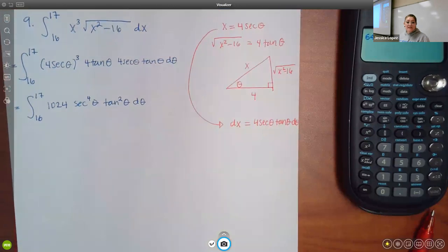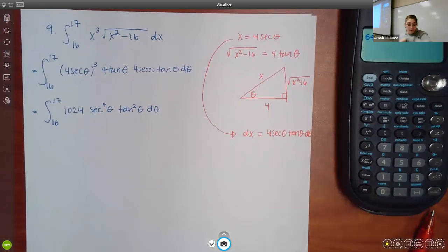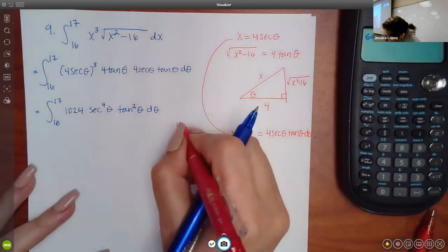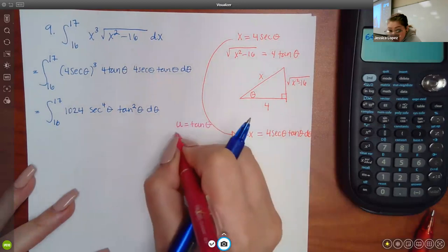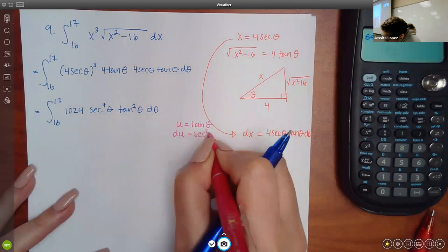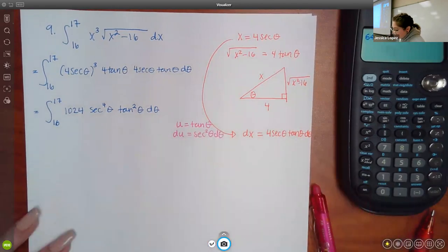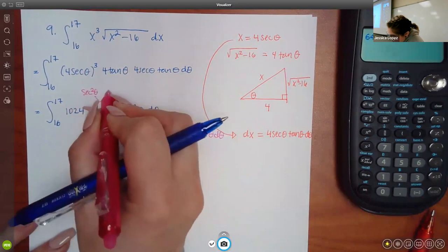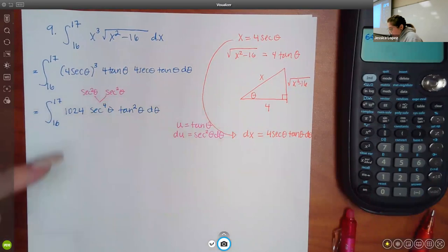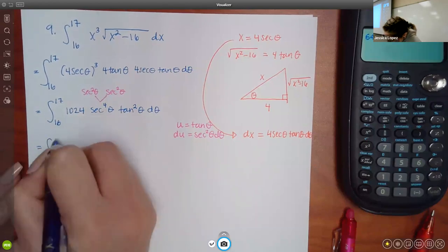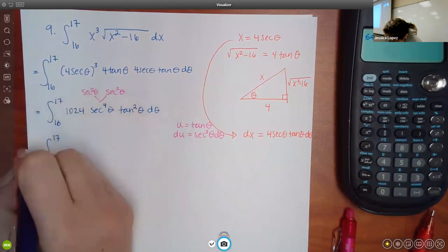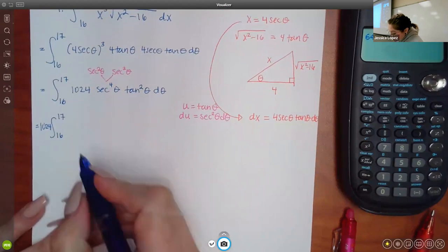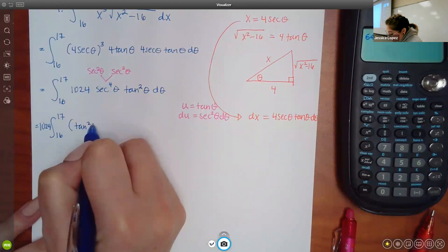Now, because the secant has an even exponent, okay, we're going to convert everything into tangents. So the idea is that u will be tangent, and then du would be secant squared theta d theta. Okay, so that means this guy's going to get split up again, right? It's going to get split up into two secant squares. And one of them's going to get saved for du, but the other one's going to get converted into tangents. And I can't kick out that tangent. Just going to try to smoosh it out there. So this one is going to become tangent squared theta plus 1.